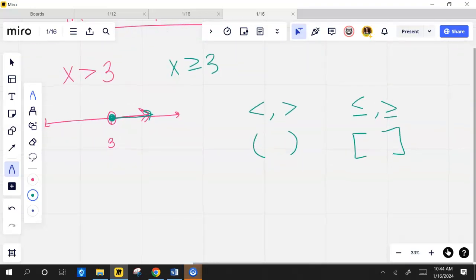And what we're going to do is we're going to make this a range of numbers. So we're going to say either bracket or parenthesis. We're going to have some low value, and then we're going to put a comma, and we're going to put the high value. So we're going to say that X has to be between these two numbers.